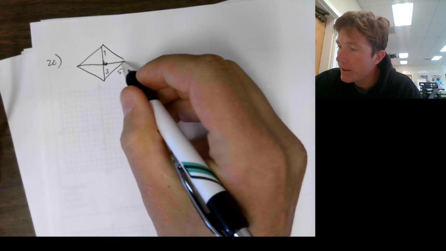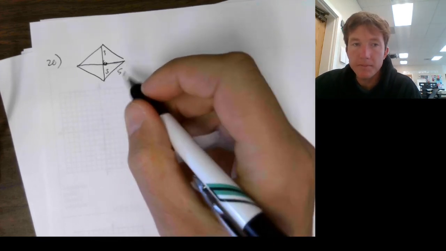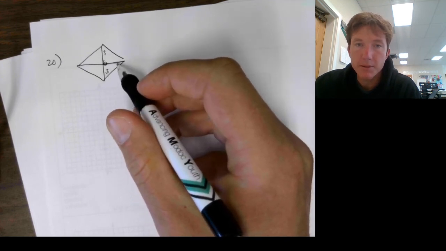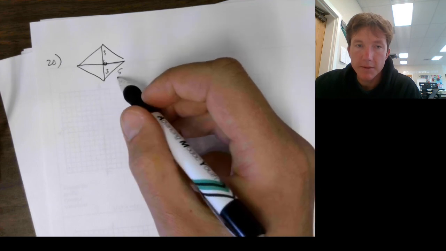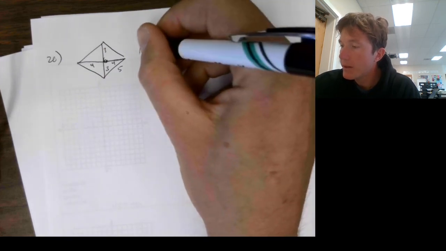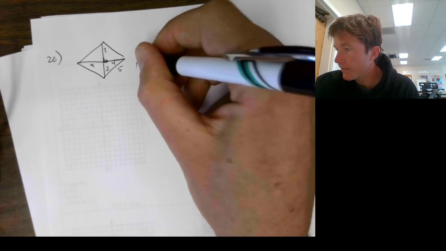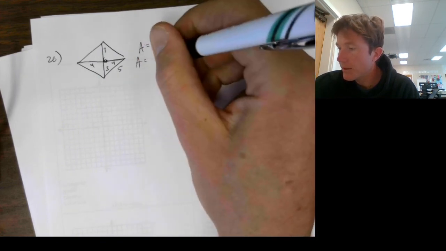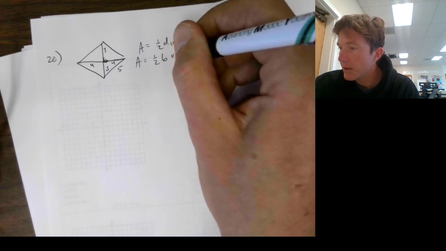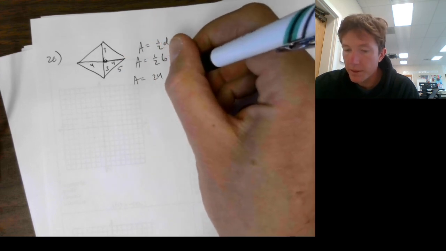So I need to find this length here. This length is going to be a Pythagorean triple. It's a special right triangle. It's a 3, 4, 5. So 3 squared plus 4 squared is 5 squared. So this is 4, and this is 4. So my area is going to equal 1/2 d1, d2. So area equals 1/2 times 6 times 8, which is 24 meters squared.